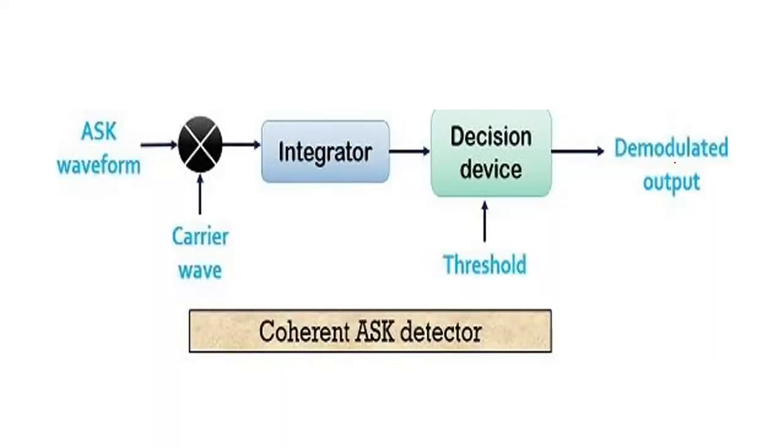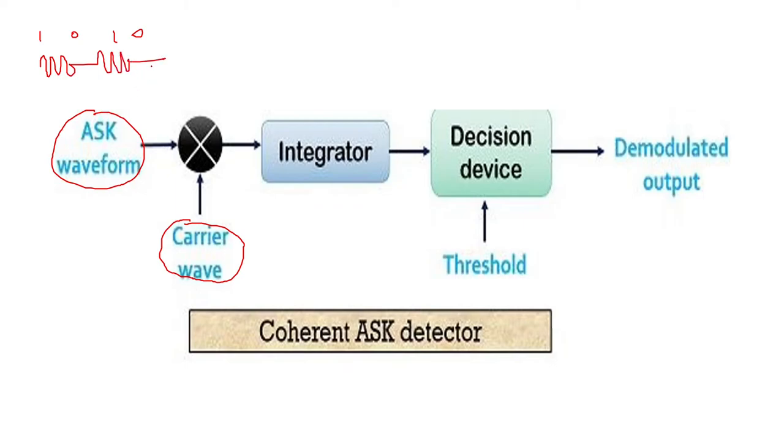Okay. Then next we'll see the coherent ASK detector, which is also called synchronous. In this, you should have a reference carrier wave, which will be the same type of carrier wave that you had in the transmitter, so that you are synchronizing. So here you have your carrier wave, and here you have your ASK waveform. For example, if the data was 1010 1010, then the carrier was present, no carrier, and so on. That will be the input here, along with a high frequency carrier.